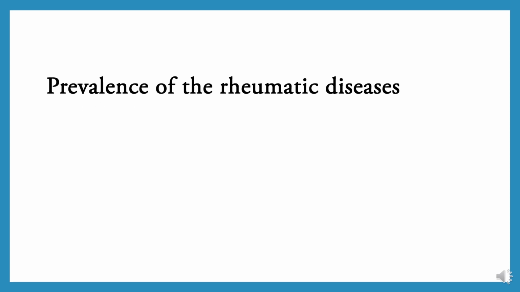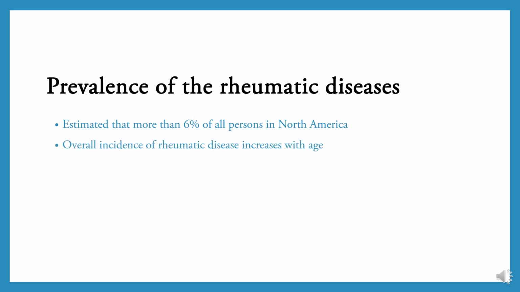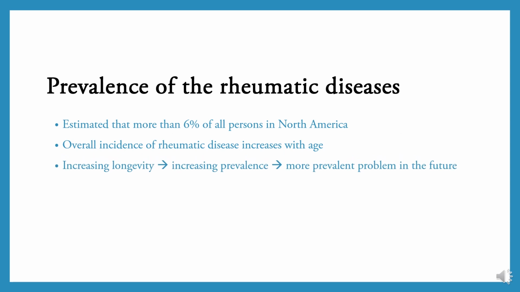Prevalence of the rheumatic disease. It is estimated that more than 6% of all persons in North America have rheumatic diseases. The overall incidence of rheumatic disease increases with age. Increasing longevity increases the prevalence, and it will be a more prevalent problem in the future.